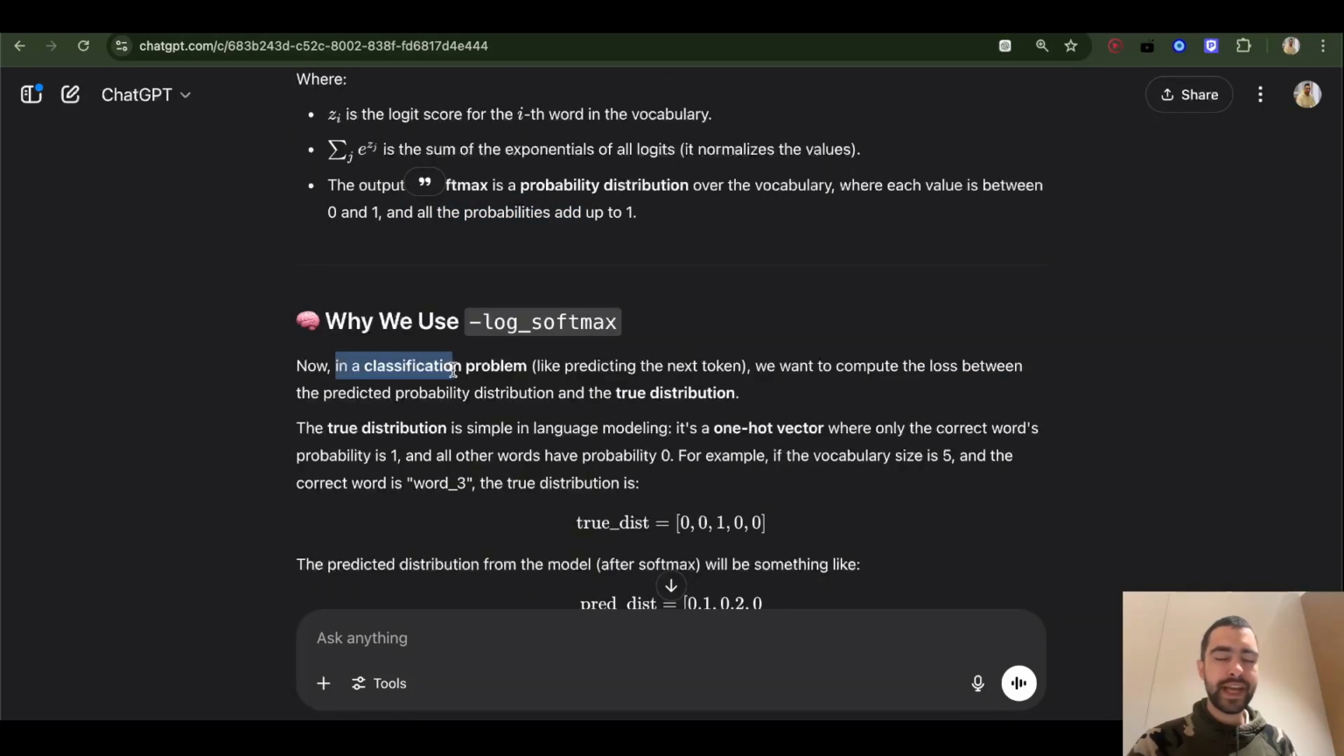So when we have a classification task, we have a predicted probability distribution, the one that our LLM predicts, and the correct probability distribution in the training data. We need to calculate the difference between these two, the predicted distribution and the correct distribution.